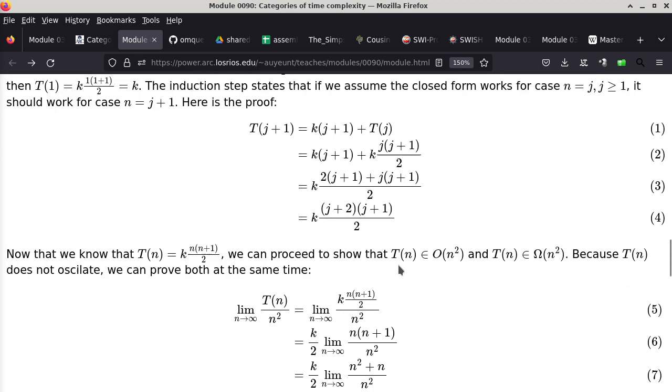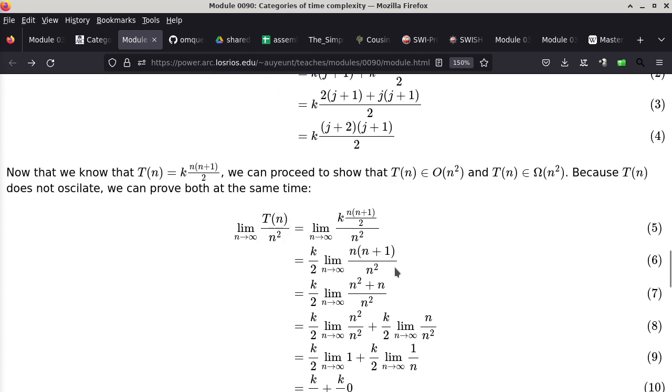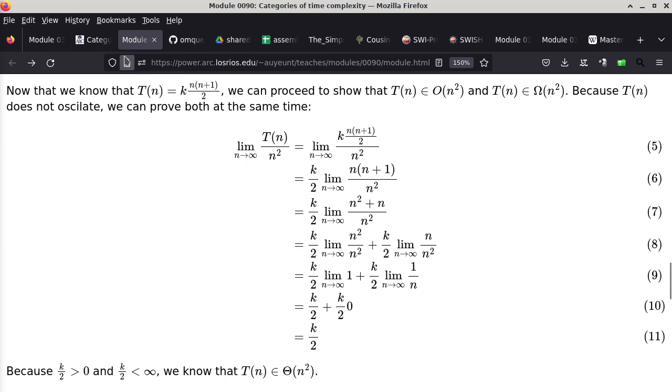All right. And then what do we do? What we do next is to take the limits. We can proceed to show that T of n is an element of big O, or big omicron, of n squared, and T of n is also an element of big omega of n squared. Because T of n does not oscillate, it does not switch between two values, we can now prove both at the same time.